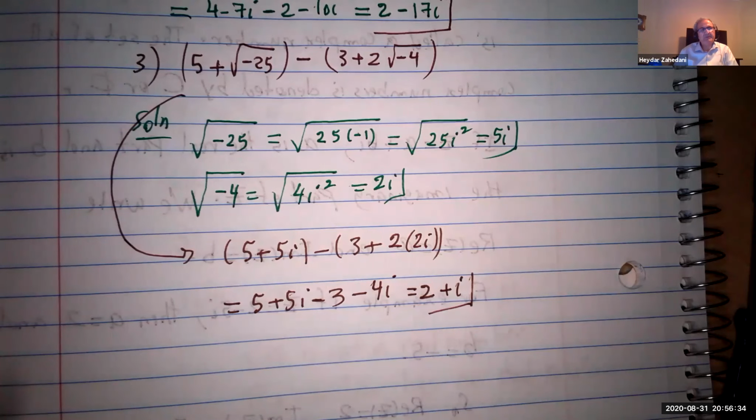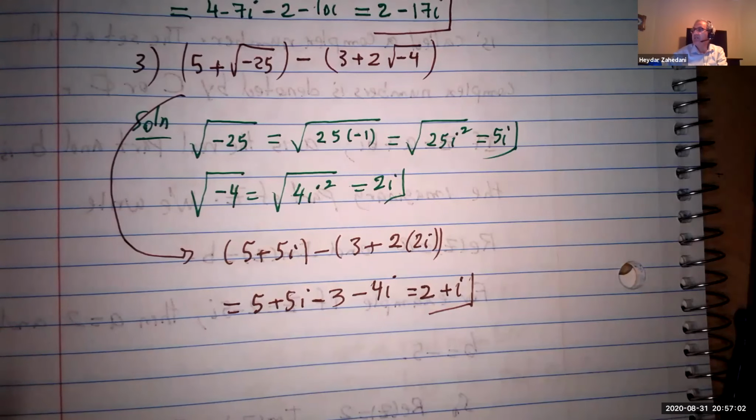So be prepared. In your book, they have quite a lot of this type: radical negative 4, negative 25, negative 9, but it's okay. We replace the negative with i squared. You have to change it to the complex format, then you'll be able to do it. Any question? So that was adding and subtracting with all these possibilities.